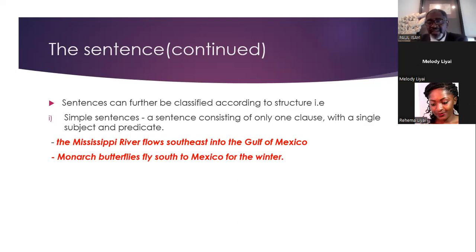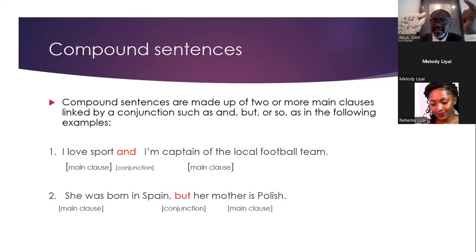Do we have any questions up to there? Is there anything that you don't understand from what we have learned up to that point? It's clear. Thank you. Now, we've looked at simple sentences. Now we are coming to compound sentences. Compound sentences are made up of two or more main clauses linked by a conjunction, such as and, but, or, so, as in the following examples.